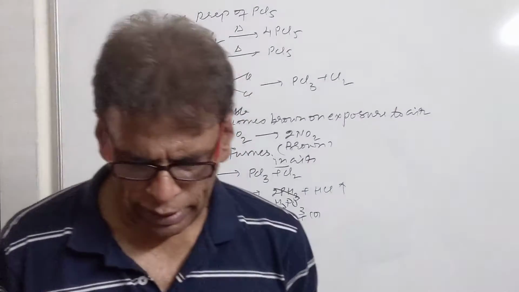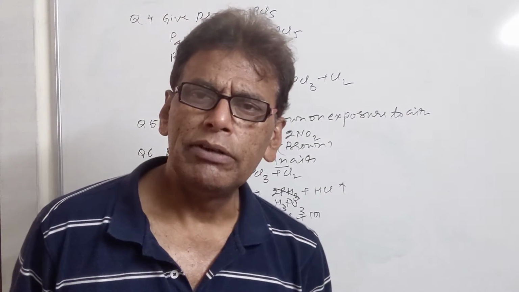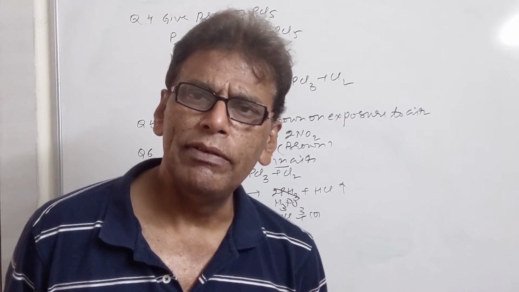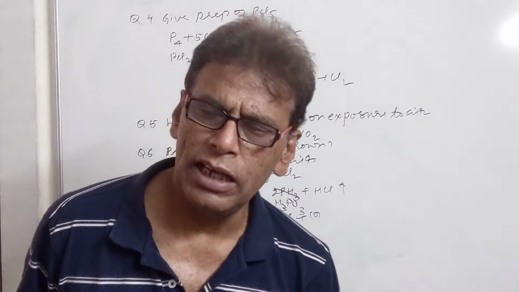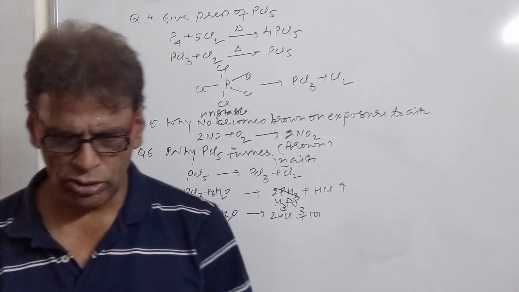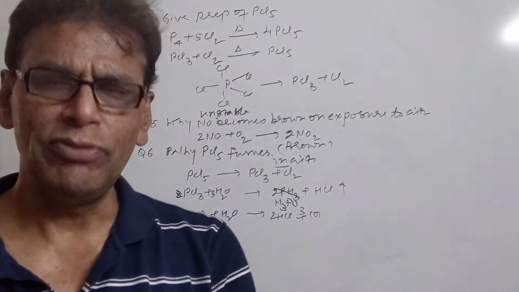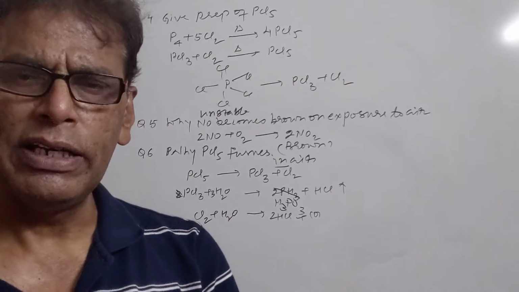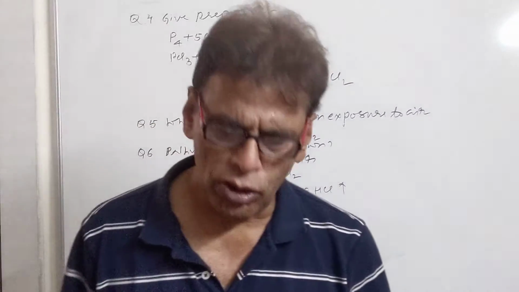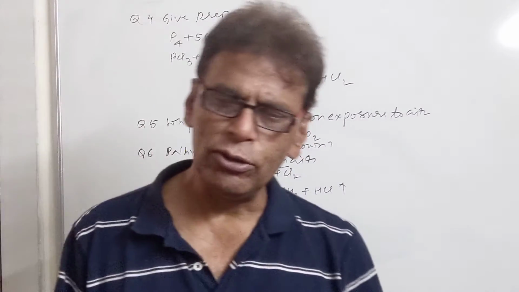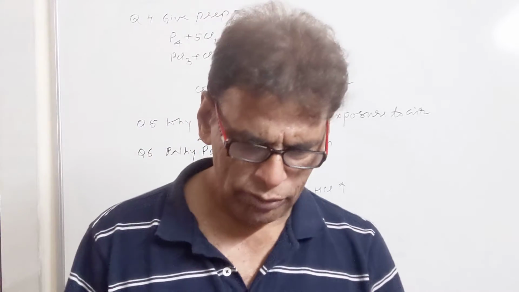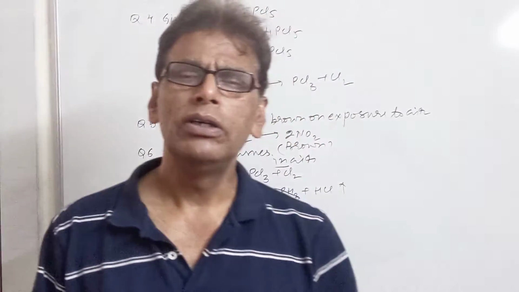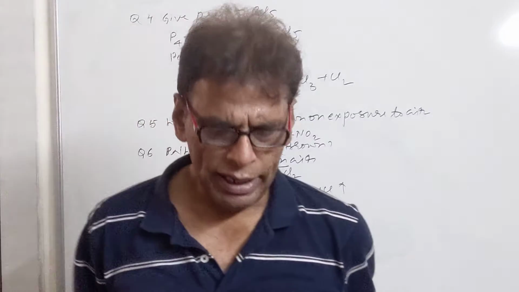Now, bond angle PCl5, one more question, why PCl5 exists in nature, NCl5 does not. We have done answer to this question. Phosphorus has vacant d orbital, that's why it can extend its coordination beyond 3 and form PCl5, but nitrogen has no vacant d orbital, therefore it cannot form the pentahalides.